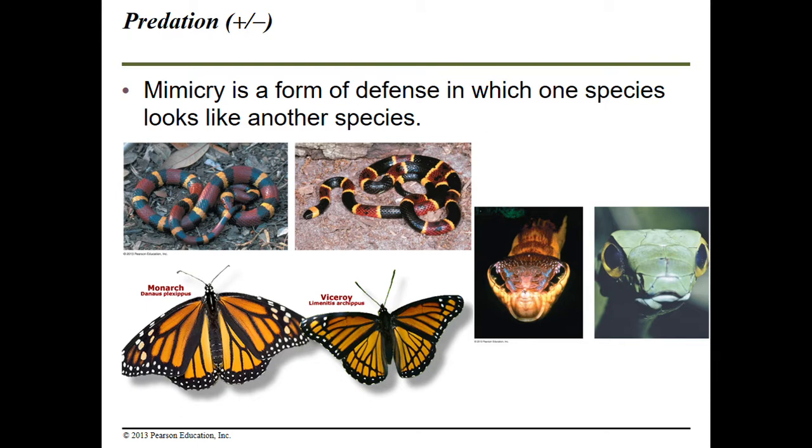However, an issue that could come up would be if there are more viceroys than monarchs, birds wouldn't get sick if they eat the viceroys, right? So they would never learn to stay away from monarchs. So for viceroys to be successful, for this mimicry to work, their numbers have to be lower than monarch numbers because the birds have to associate them with monarchs to leave them alone.